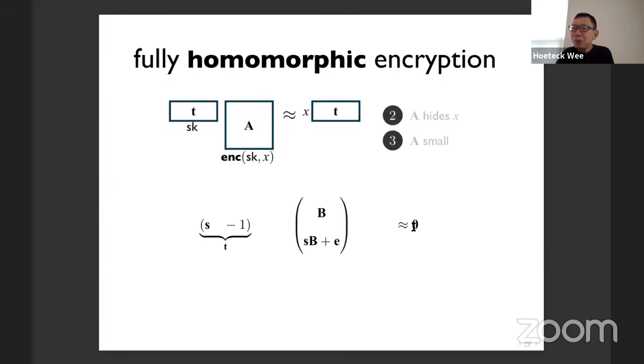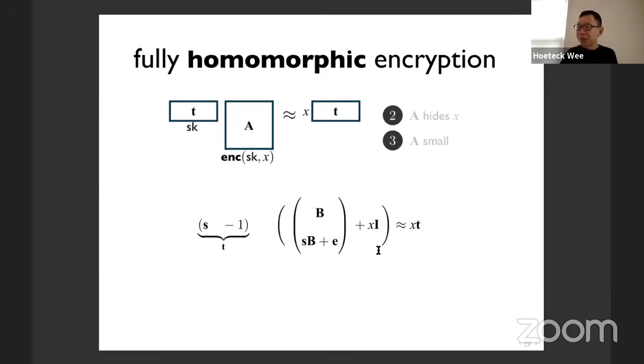I don't want 0 on the right-hand side. I want X times T on the right-hand side. What do I do? I basically add X times I to this quantity. By linearity, this times this is small, and T times X I is basically X times T.